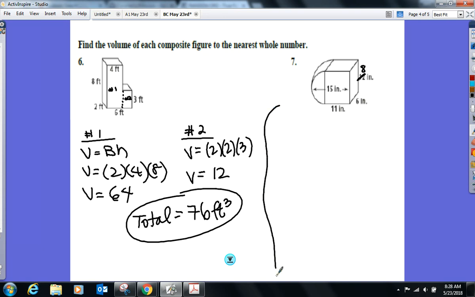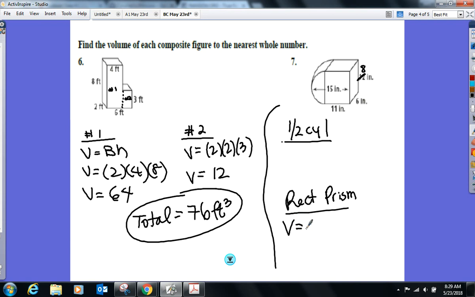All right, what's this made up of? Don't say a cube, it's not a cube. Dimensions are different. It's a half cylinder with a rectangular prism. And remember, we're not finding surface area. I don't care that that face is being covered up by the half cylinder. It does not matter to me. I'm filling the inside up. So it does not matter what's covered up.